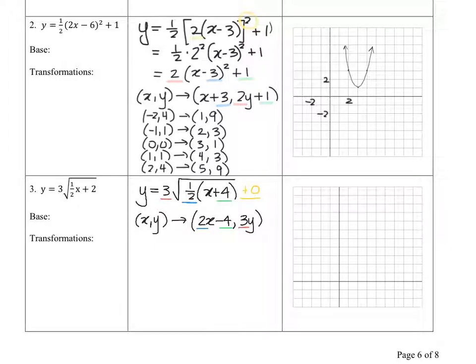Once you have that, then you can just use the base graph points for root x, which are 0, 0, 1, 1, 4, 2. The next one is going to be 9, 3. We're not going to have enough room to include that point, so we'll just leave it out. These 3 points are sufficient. For each of our x values, we're multiplying by 2, subtracting 4. Times 2 minus 4, times 2 minus 4. For each of our y values, we are just multiplying by 3.